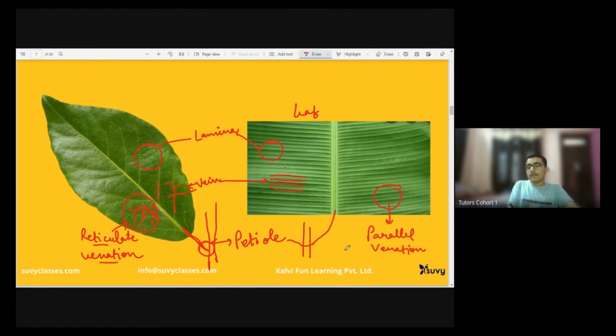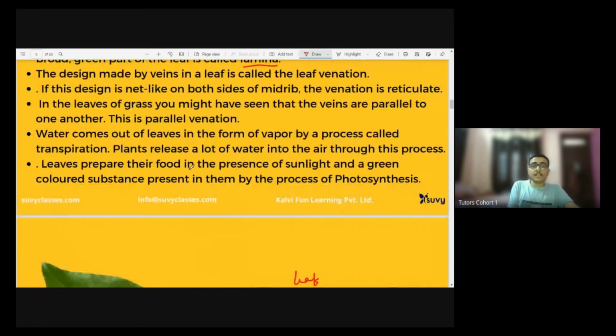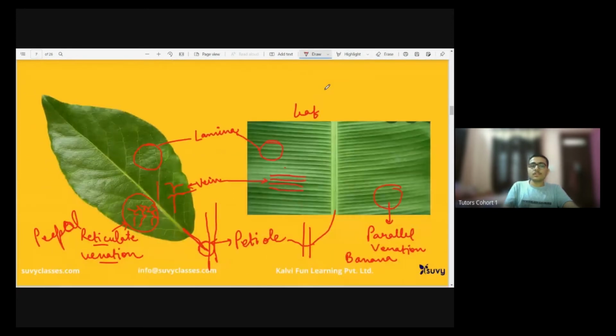For example, parallel venation is found in banana leaves, and if we go for reticulate, I can find it easily in the peepal plant. So the design made by the veins is called leaf venation, and if this design is net-like on both sides of the midrib, a new term comes here, midrib. This is the midrib.